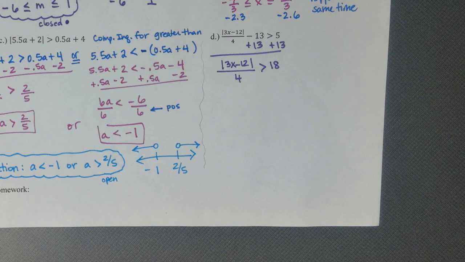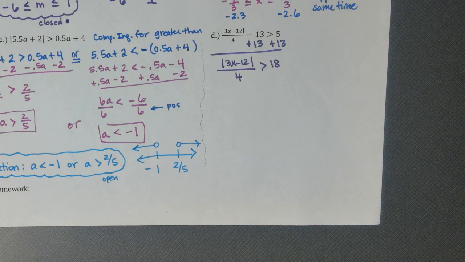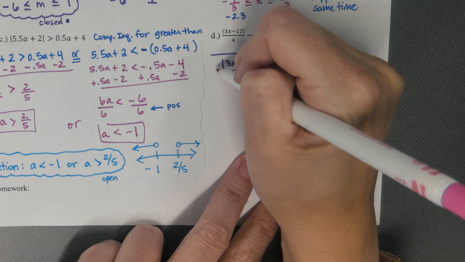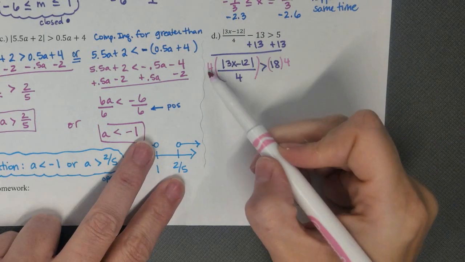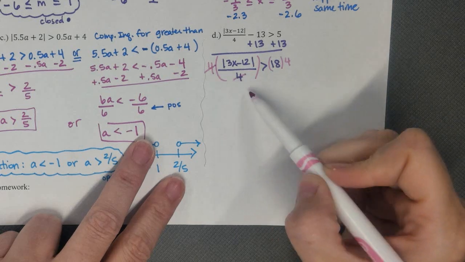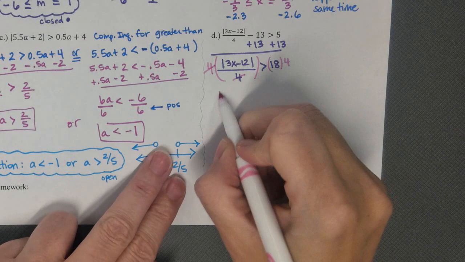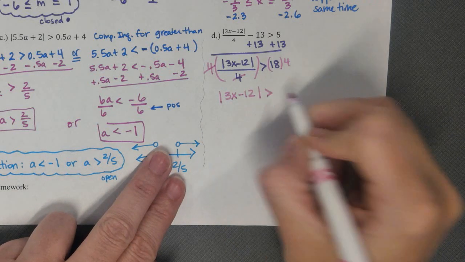Sometimes when you're writing things out, do you think it's a 1? Has that happened yet? Oh, yes. Alright, so now we're going to multiply by 4. Now here, 4 divided by 4, those are going to cancel.